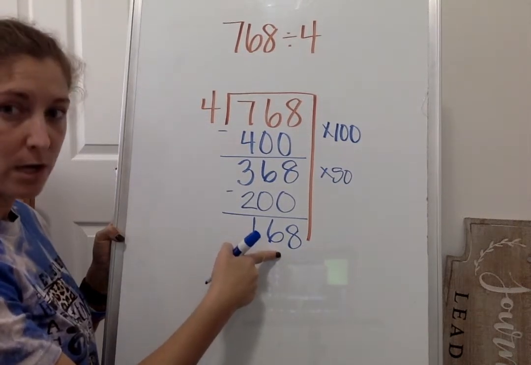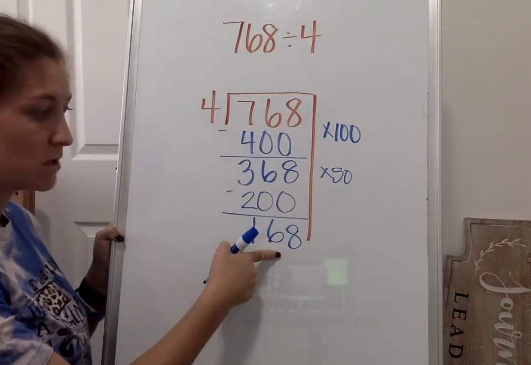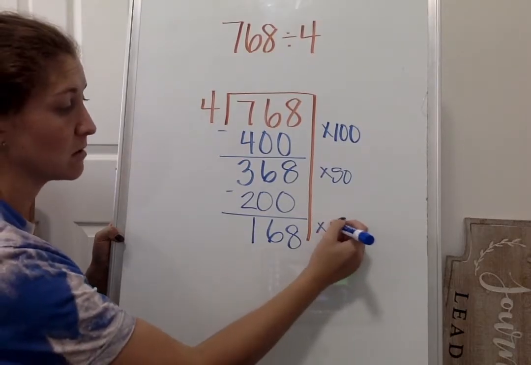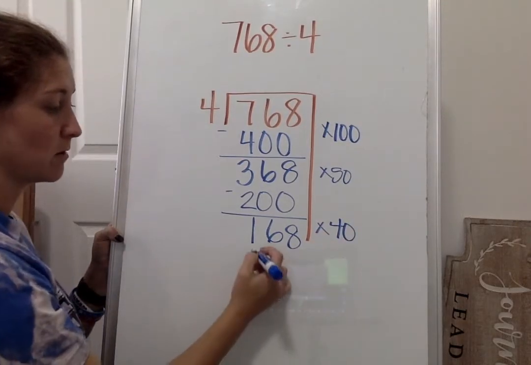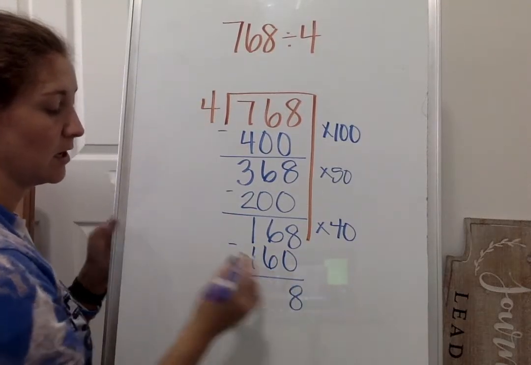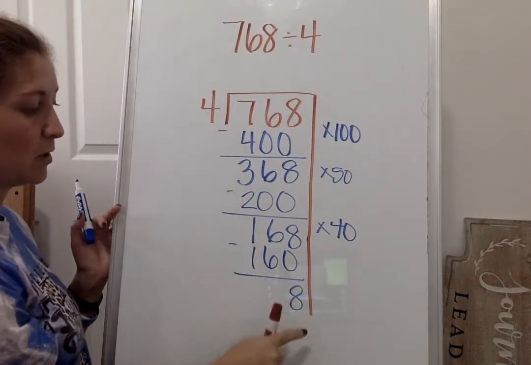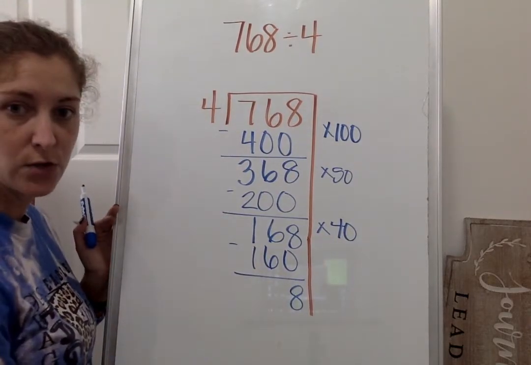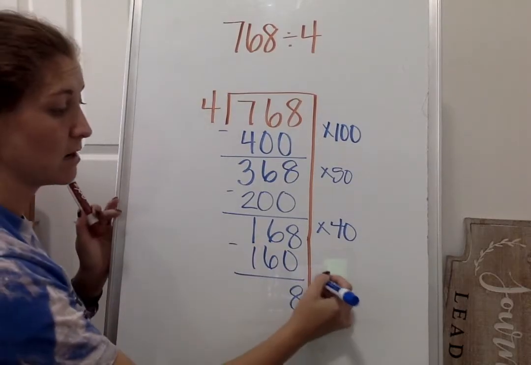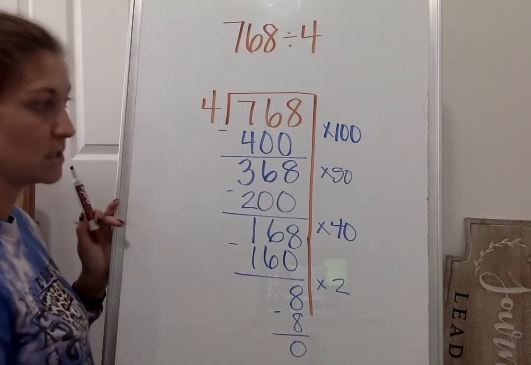Think about 40. 4 times 4 is 16, I put a 0, that's 160. So that gets me closest. I can multiply by 40. That's 160. I subtract, and now all I have is that 8. How many times can I multiply 4 to go into 8? Well, 4 times 2 is 8, so I would be able to subtract here and get 0.